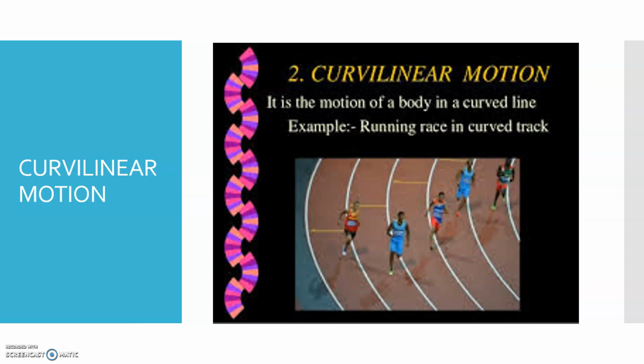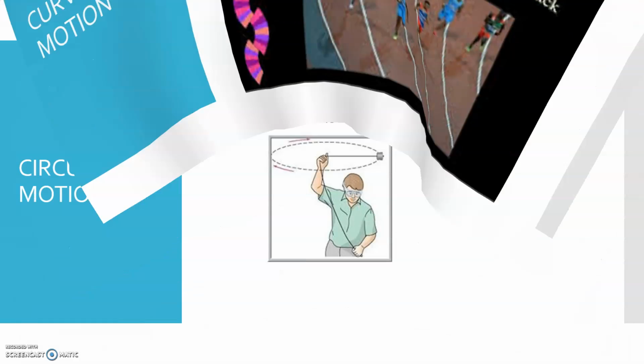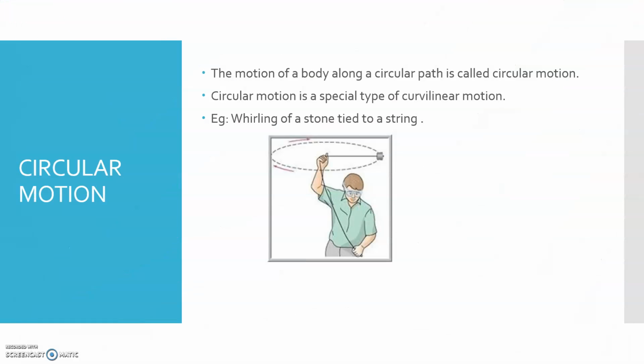Curvilinear motion. It is the motion of a body in a curved line. Running a race on a curved track is an example of curvilinear motion. Circular motion is a special type of curvilinear motion. The motion of a body along a circular path is called circular motion. Whirling of a stone tied to a string is an example of circular motion.